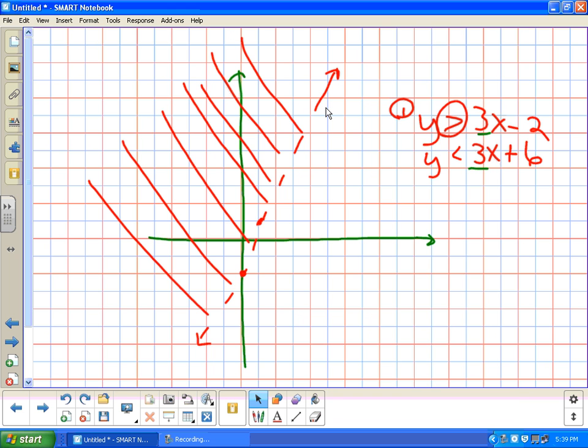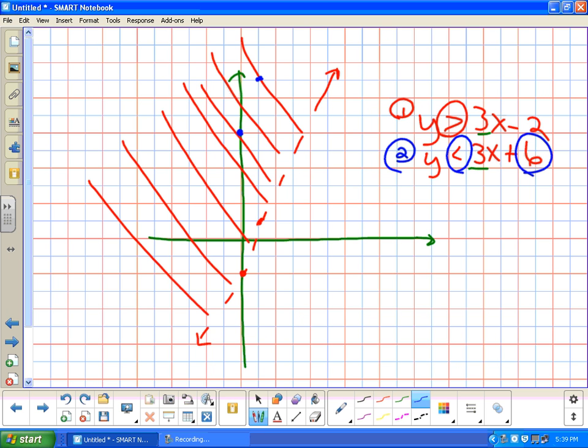Now for the second line, which I'll graph in blue. Again, this time my y-intercept is 6, right here. My slope is still 3, so I still go up 3 over 1. I will be drawing another dashed line. There is no bar underneath. Here are my somewhat parallel lines, which if I used a ruler would be exactly parallel. This time I'm shading below the line because it's y less than. So I will shade underneath that line.